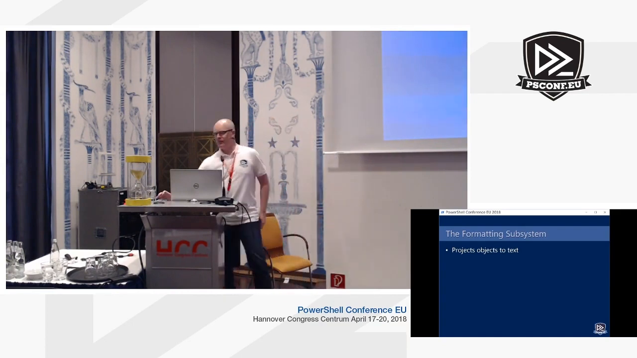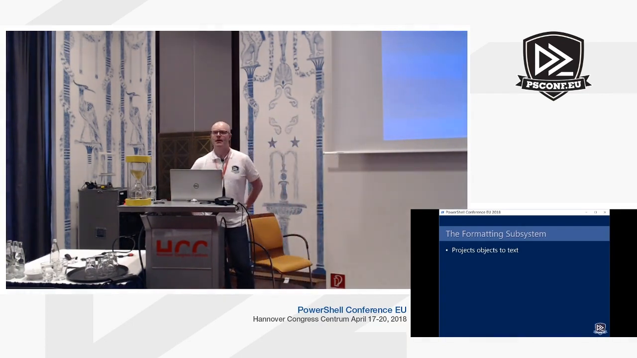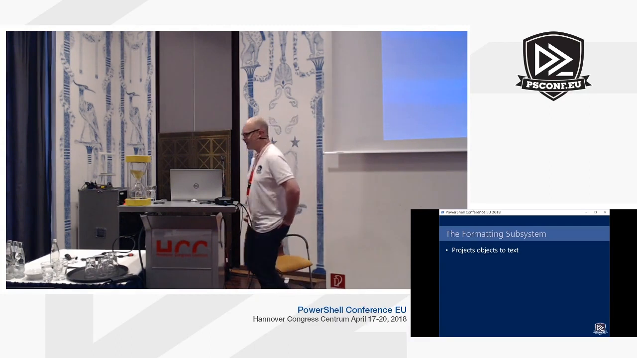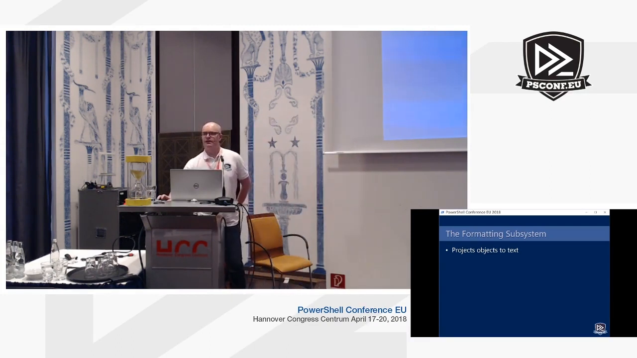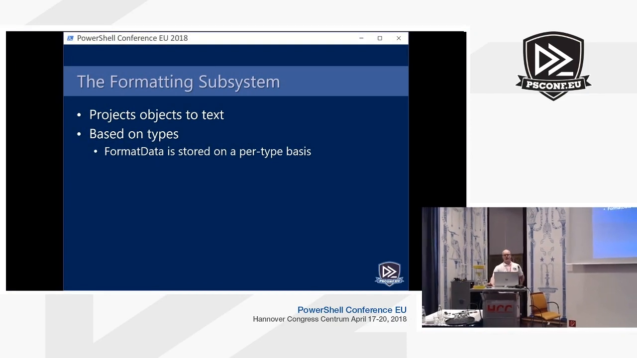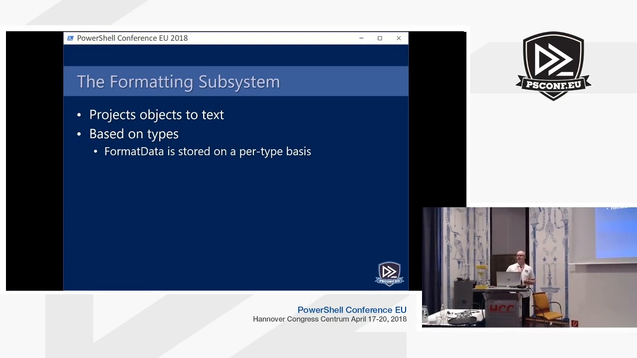So to do this, they created the formatting system, which is a very, we could call it engineered system. Rude people would say over-engineered. And one of the properties of this over-engineered system is that it is based on types. Format data is stored on a per type basis in a database that exists in the execution context. If you remember the execution context, it is like the core information store for a PowerShell session. It keeps track of everything that the runtime needs to know.